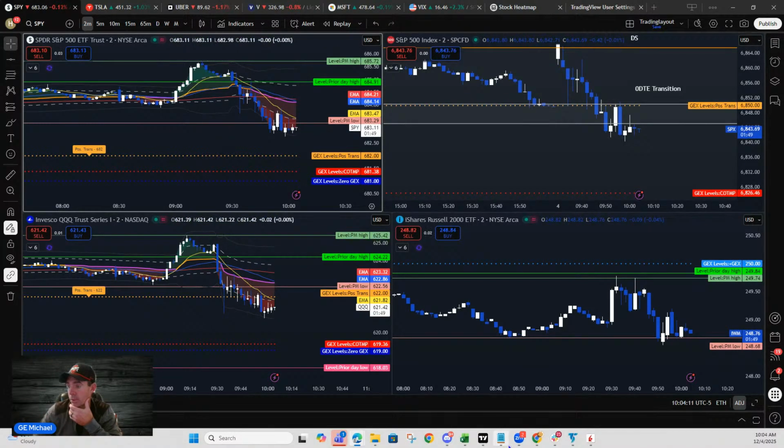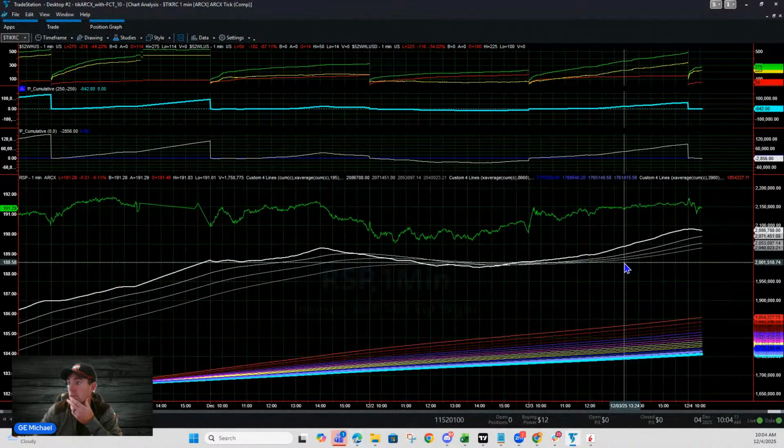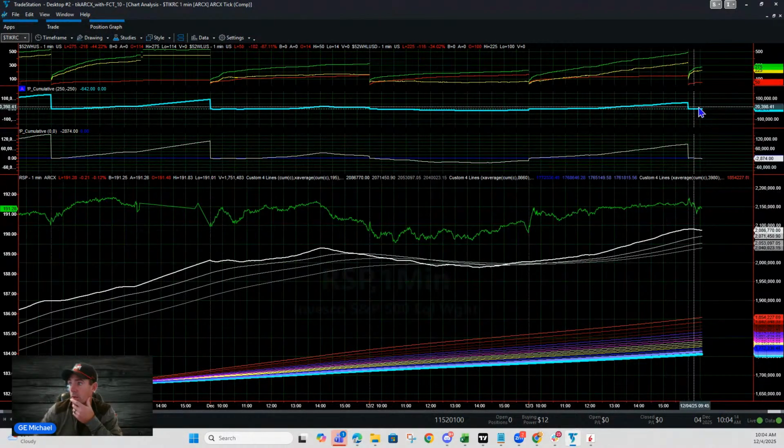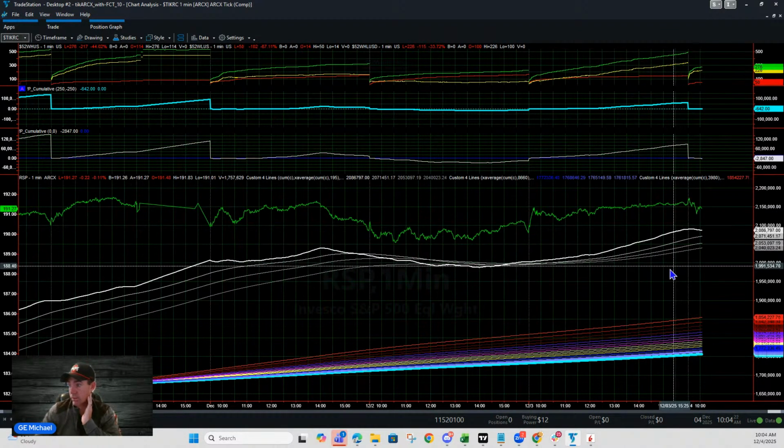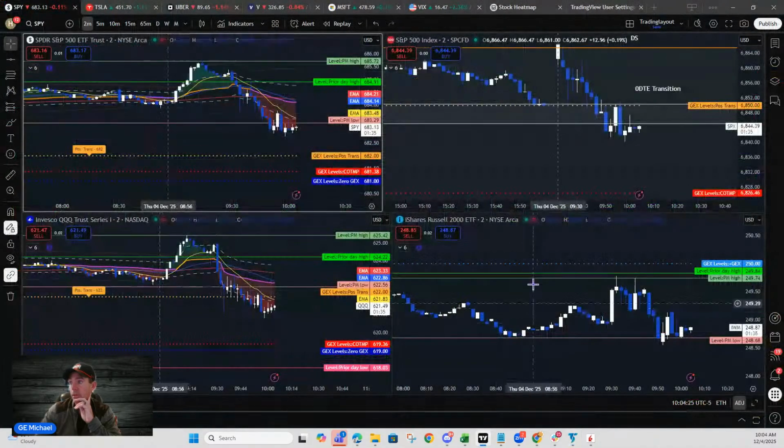Look at our market trend model again. Not really much going on there. Flat. I've had a couple sell pressure indications this morning, but nothing major. So we'll see if that continues to stay that way or pick up.